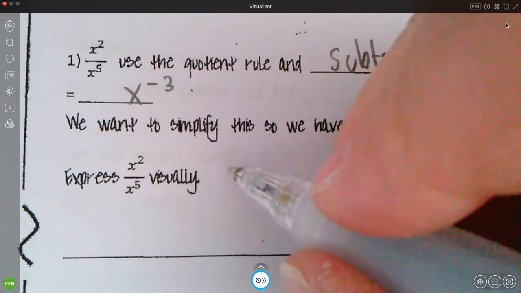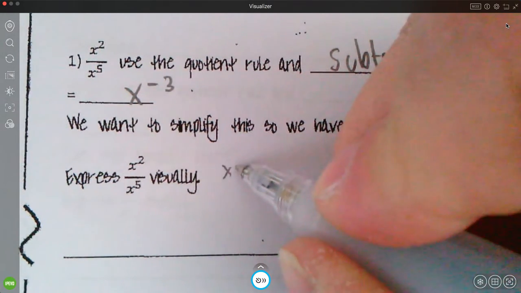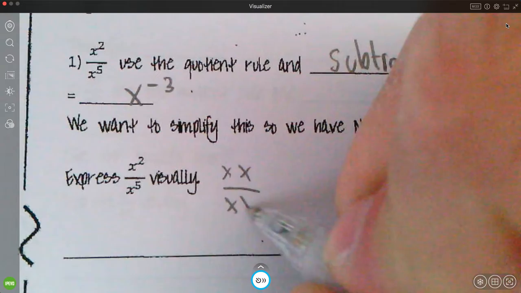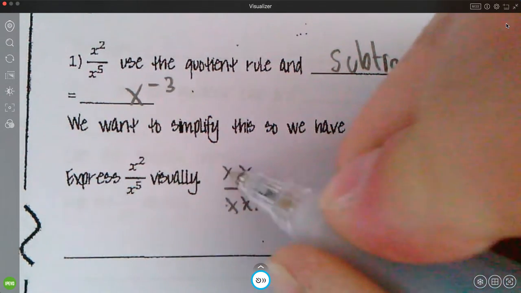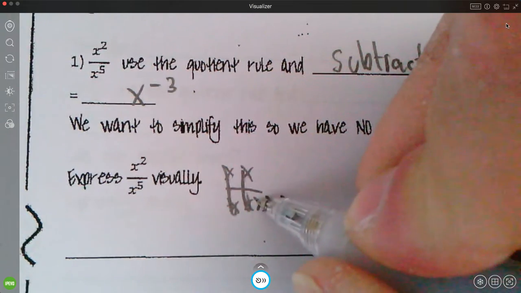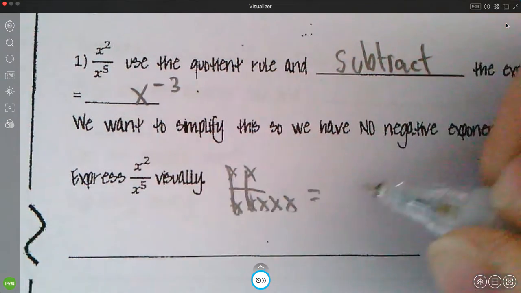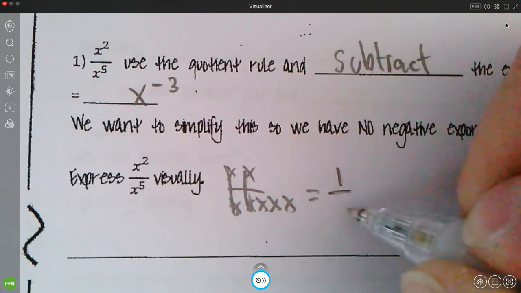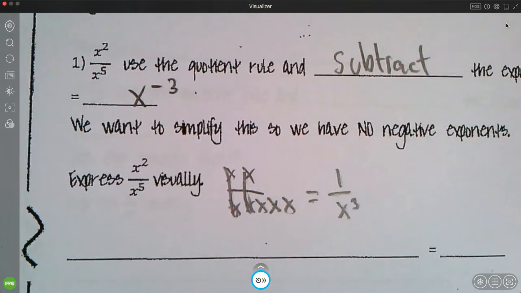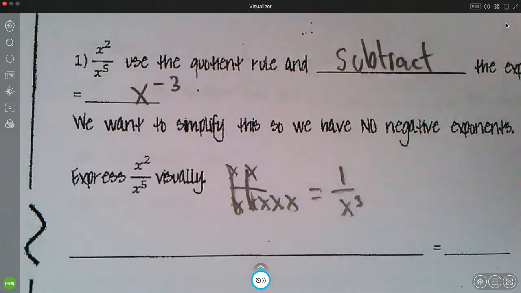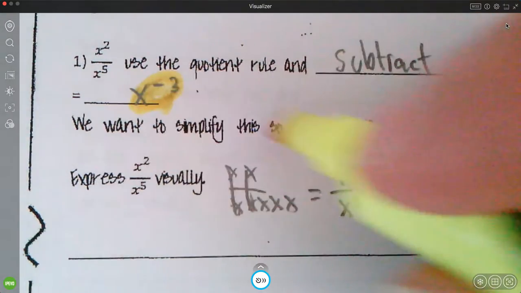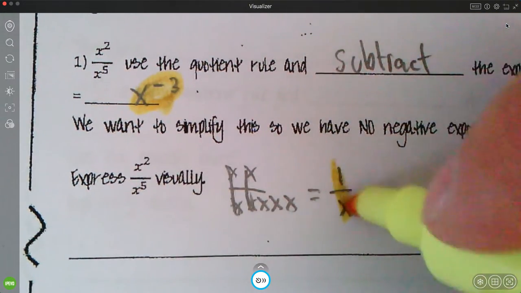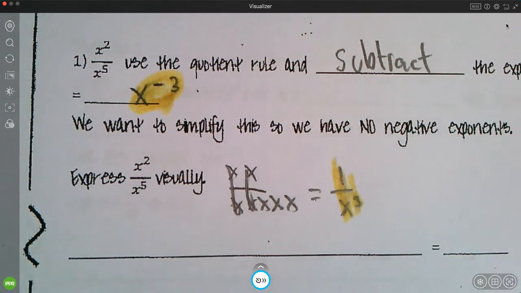So if you express this visually to the way it looks like this way, 1, 2, 3, 4, 5, 1, 2. So really, it stays at the bottom. If you want to keep that positive, it's really 1 over x to the 3rd. So that's the trick right there, guys. If you are left with a negative exponent, it's called cross the line, change the sign. It comes down to the bottom and becomes positive if you want to rewrite it.